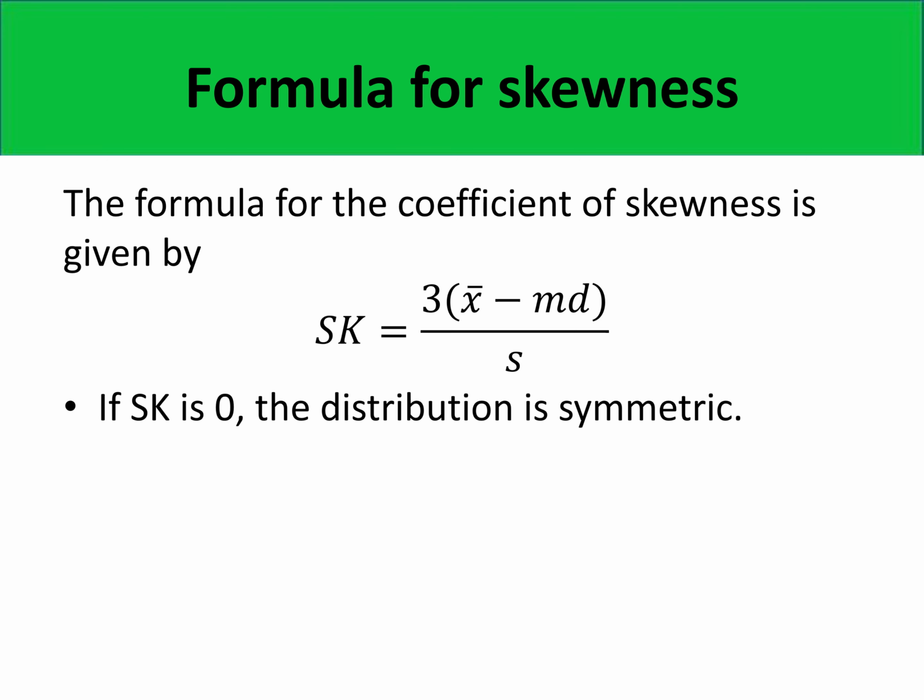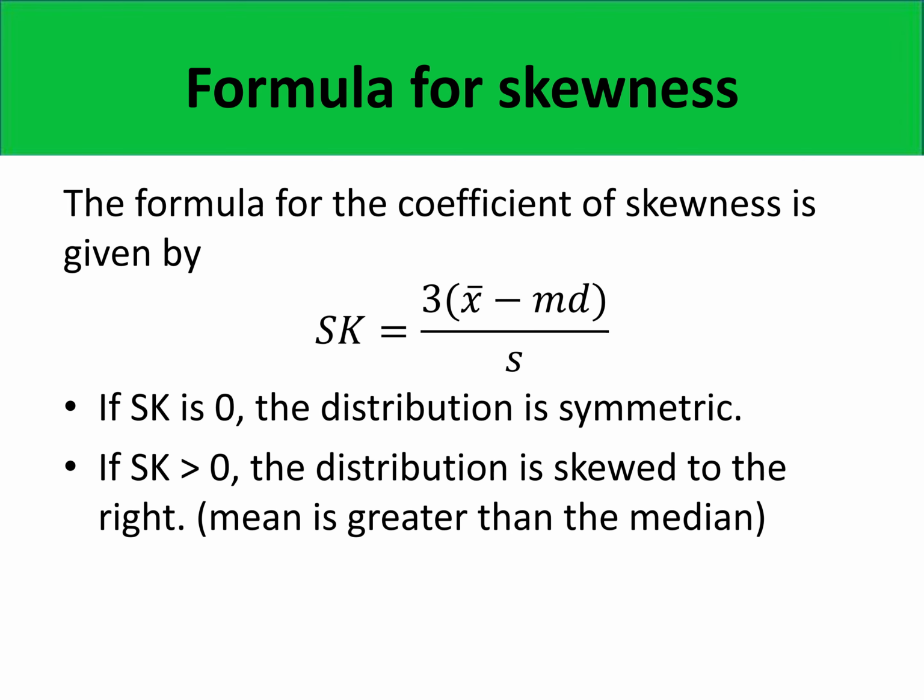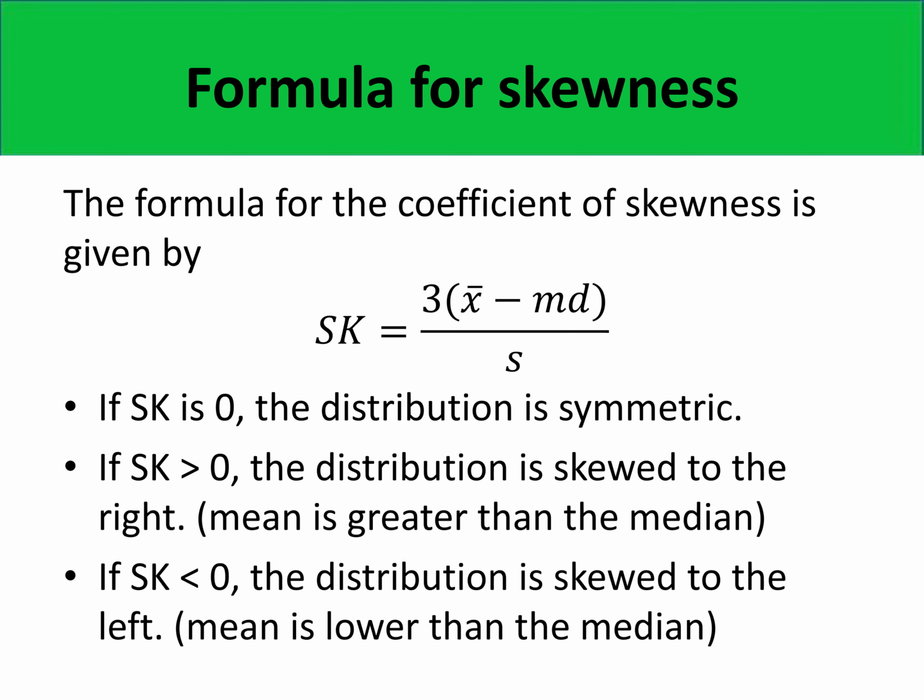To interpret this, if the skewness is equal to 0, then we can say that the distribution is symmetric. If the skewness is positive, then the distribution is skewed to the right. This means that the mean is greater than the median, or this means that there are more values that are below average. Now, if the skewness is less than 0, then the distribution is skewed to the left. This means that the mean is lower than the median, which means that there are more values in the dataset that are above average.